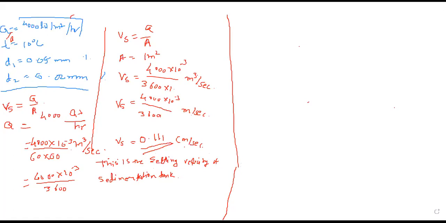Now, how to find out this? Okay, so how to find it? Now, here, two types of particles are given to you. First is the D1 particle whose size is 0.05 mm diameter. Correct? It's a particle. Now here we have to find out the settling velocity of this particle. What is the equation to find out the settling velocity of the particle?